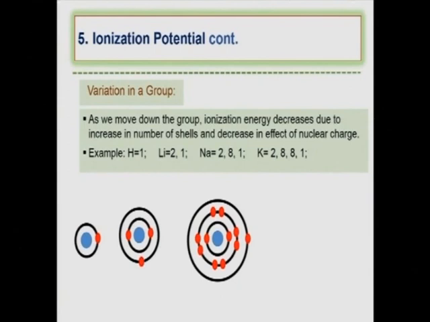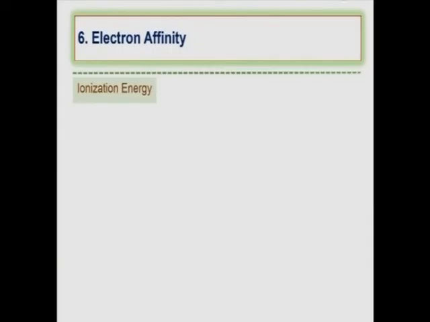When you are moving down in a group, for example, hydrogen has only one shell, lithium has 2 shells, sodium has 3 shells, potassium has 4 shells. So the number of shells is increasing as we move down, and the distance between the nucleus and the valence electron is also increasing. When the distance increases, the effective nuclear charge decreases. Because of all these reasons, as you move down, the ionization energy decreases.